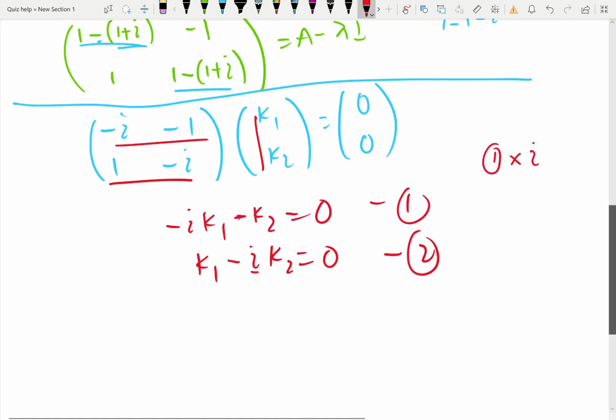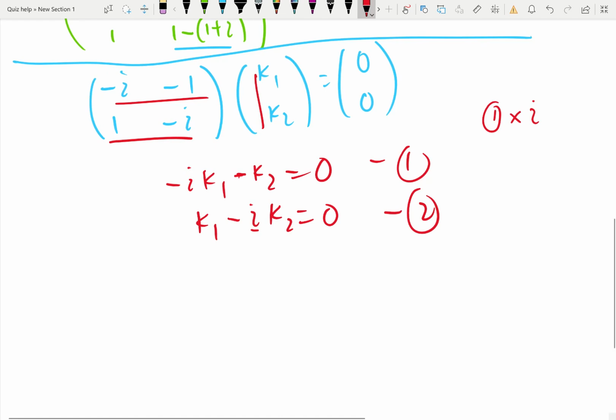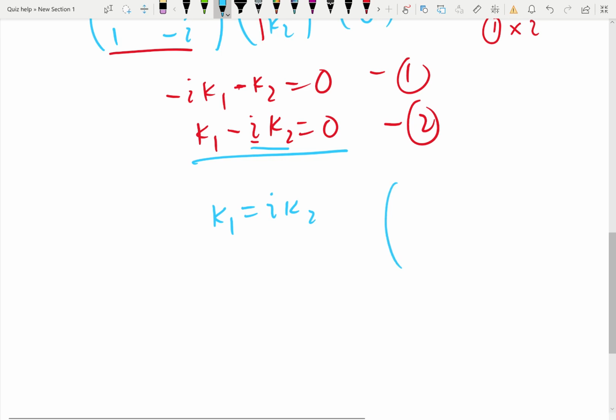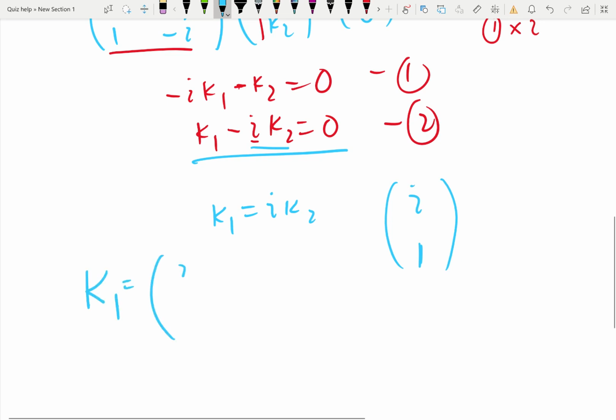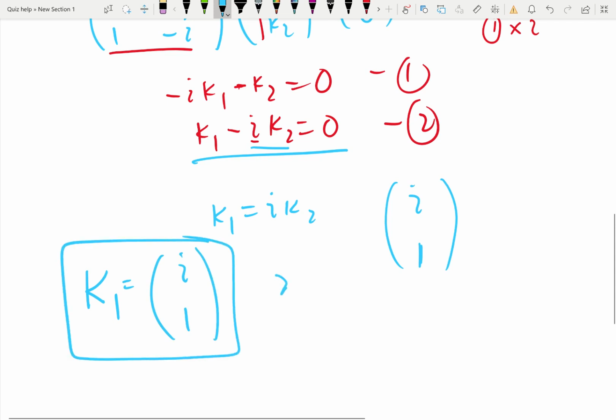So don't worry. We can work with the easiest one. What is the easiest one? Seems to be this one, right? So k1 minus i k2 is equal to 0. That means k1 is in fact i k2, if we take this term to the right. So let's choose an easy number for k2. What will be the easiest? 1, right? Let's choose 1. So k1 is i times 1, which is i. So the eigenvector K1 is (i, 1). Now this is the eigenvector corresponding to the eigenvalue 1 plus i.